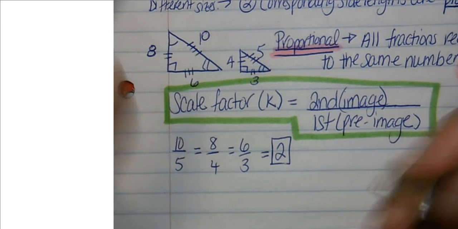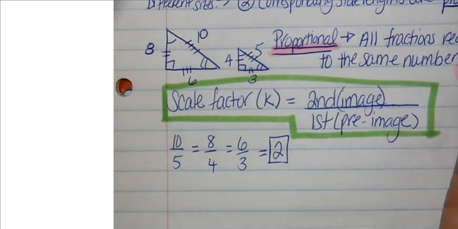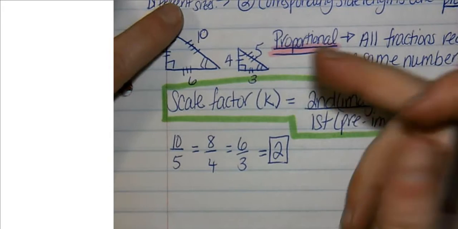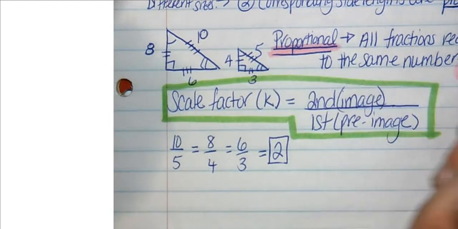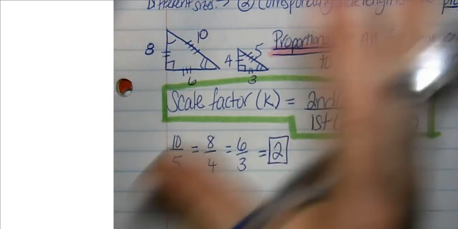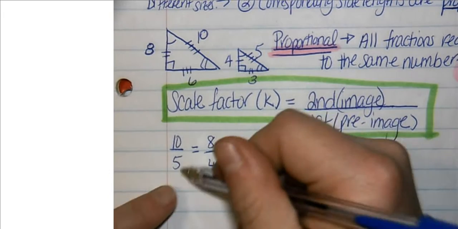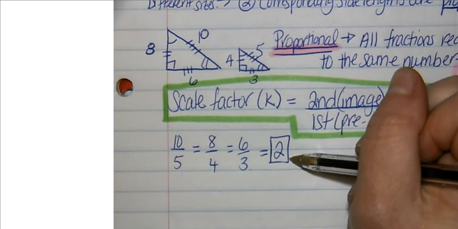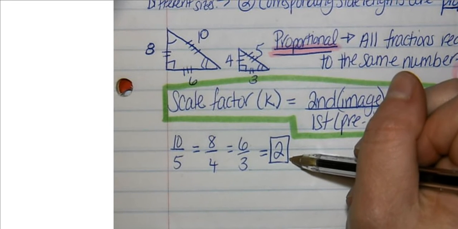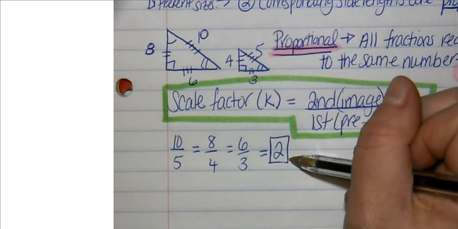This is an example of what scale factor is and what proportional is. It is a ratio of all of your corresponding side lengths. And when you write all of their ratios, all of the fractions will end up equaling the same reduced fraction. And in this case, it would be the number 2.